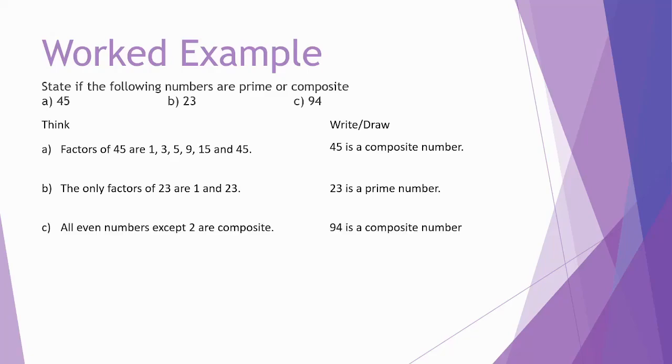And for 94, I know it's an even number, and that automatically means that 2 is a factor. So knowing that, I can say that 94 is a composite number. So once you find a factor that is not 1 or the number itself, you can automatically work out that it is a composite number. So back for the first question, 45, I could have looked at it and said it ends in a 5, so it must be divisible by 5, and automatically know it is a composite number.